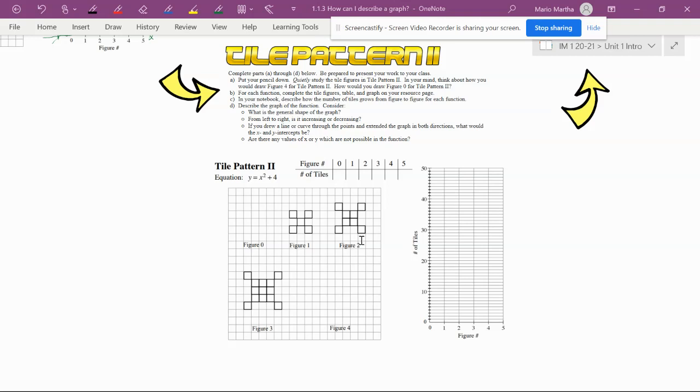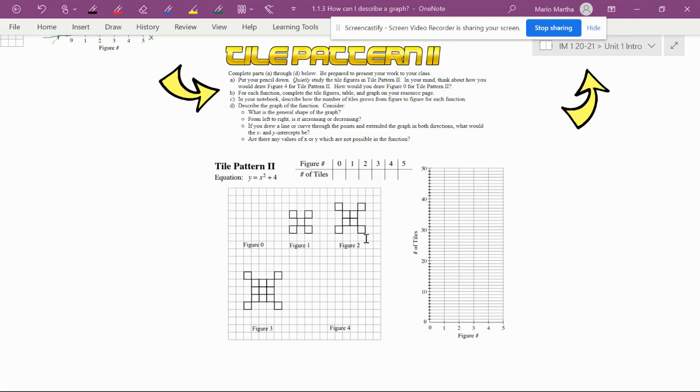In your mind, think about how you would draw figure 4 for tile pattern 2. How would you draw figure 0 for tile pattern 2? For each function, complete the tile figures, table, and graph on your resource page or in your notebook. And then in your notebook, describe how the number of tiles grows from figure to figure for each function. And then finally, describe the graph of the function.